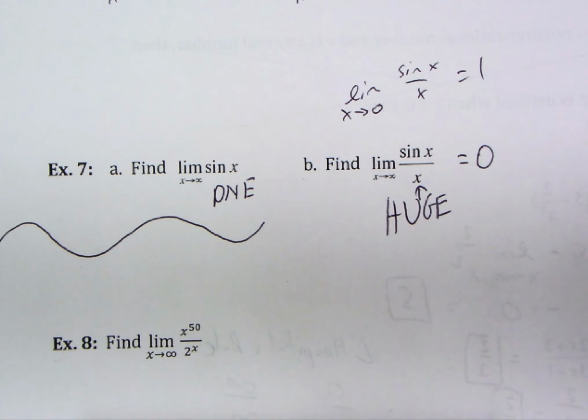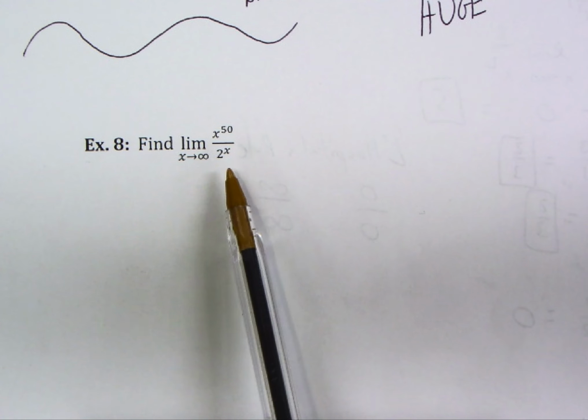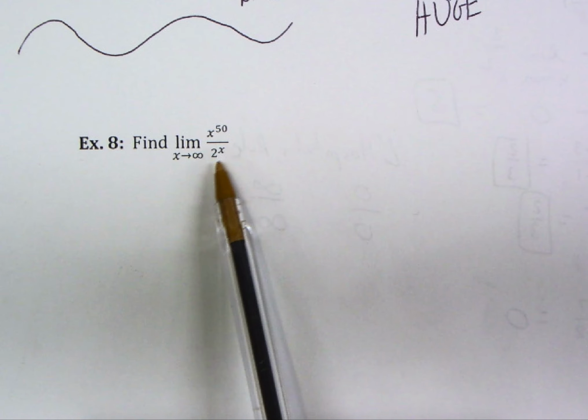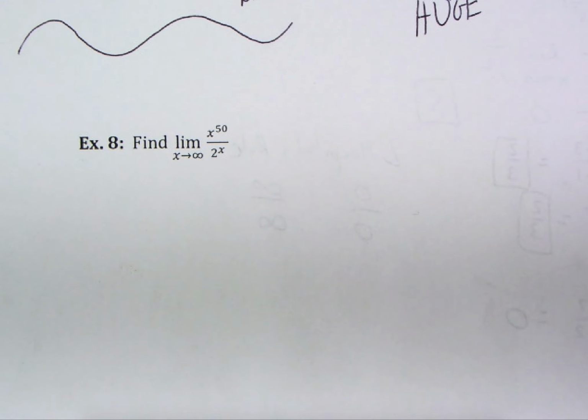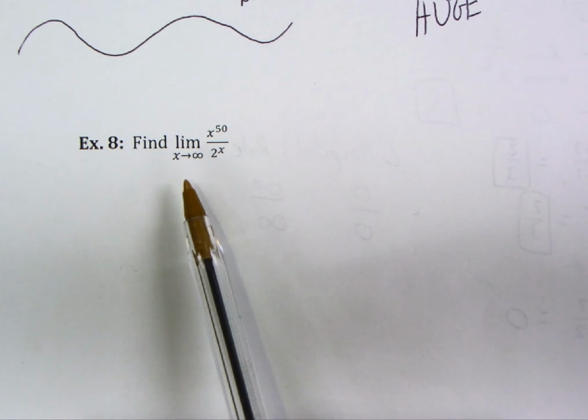The last one. I see that I have a non-polynomial on bottom, so I can't use exponent rules. Okay. This is where domination comes into play. You know, infinity is a really big concept, right?